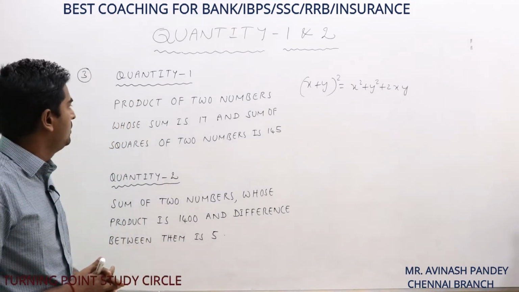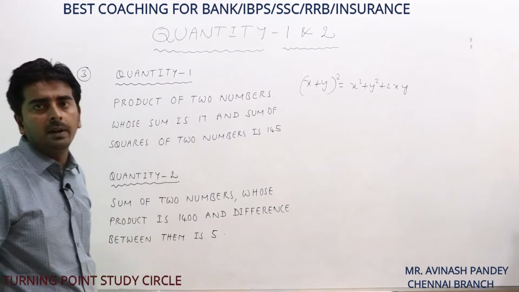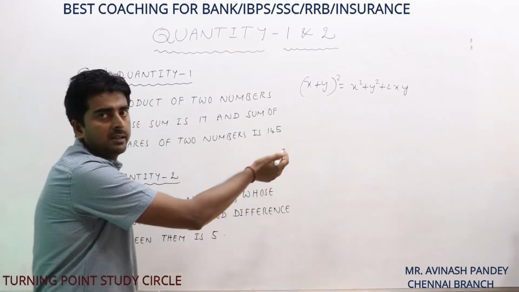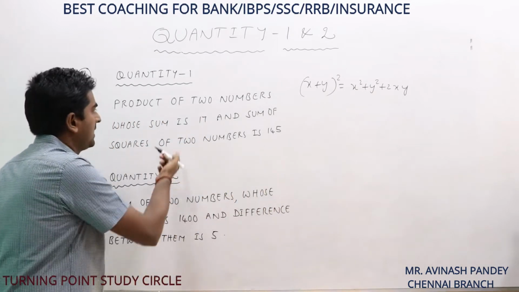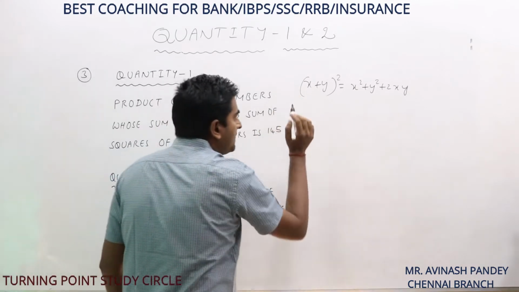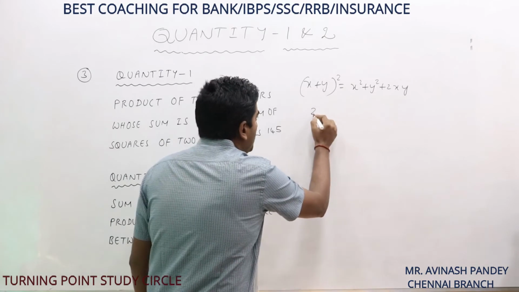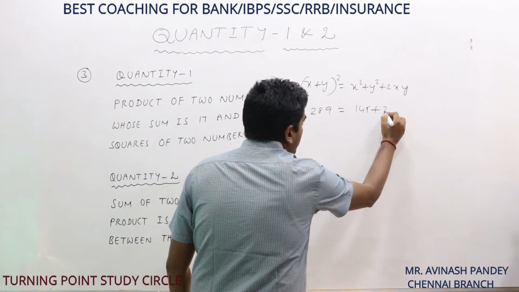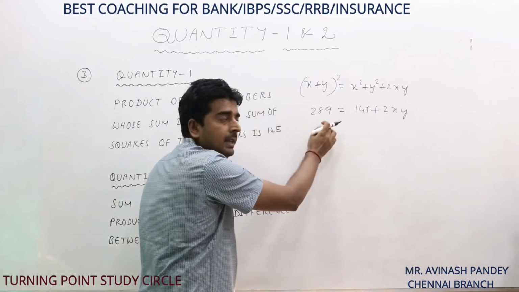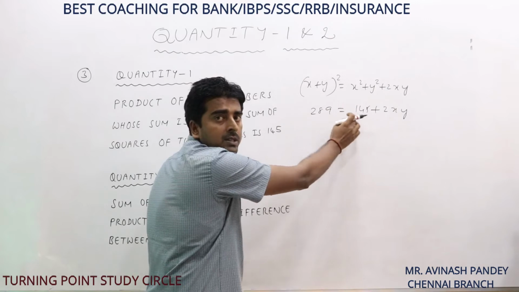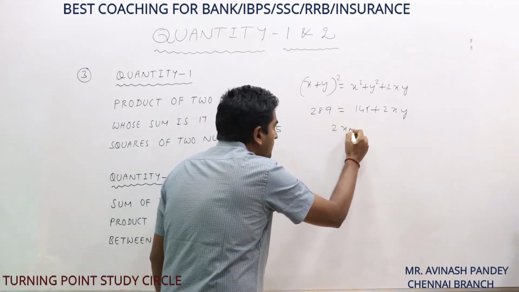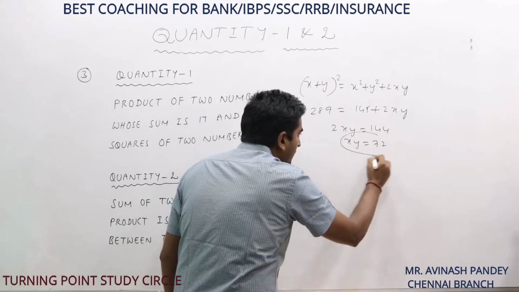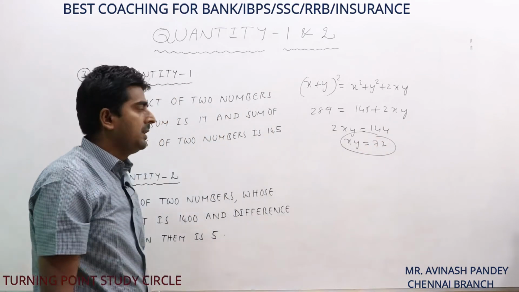So what are the things they have given you? They have given here the sum of the squares of two numbers is 145, right? What they are asking here, product of two numbers, that means they are asking to calculate xy, right? And x plus y, the sum, they have also given you, 17. So I am substituting 17. What is 17 square? 289. And x square plus y square they have given you, 145, plus 2xy. So when you transpose 145 here, you will be getting 289 minus 145, which is 144. So 2xy is equal to 144, xy is 72. So my quantity 1 is 72.